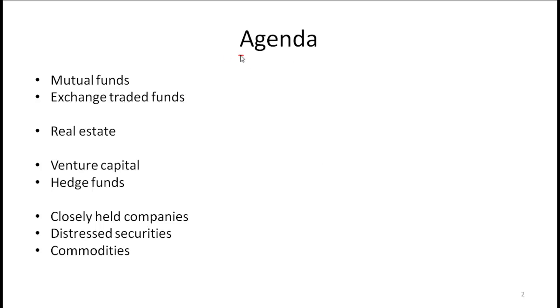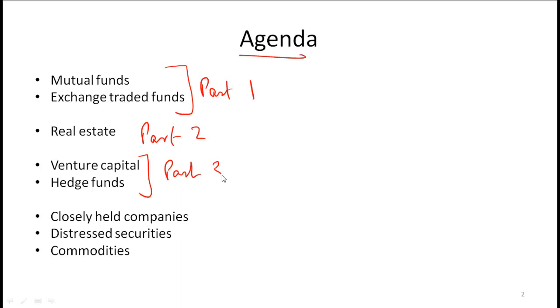Our approximate agenda will be as follows. We will first talk about mutual funds and exchange traded funds. So this will represent part 1 of our presentation. In part 2 we'll talk about real estate. In part 3 we'll talk about venture capital and hedge funds, and finally in part 4 we will talk about closely held companies, distressed securities and commodities.